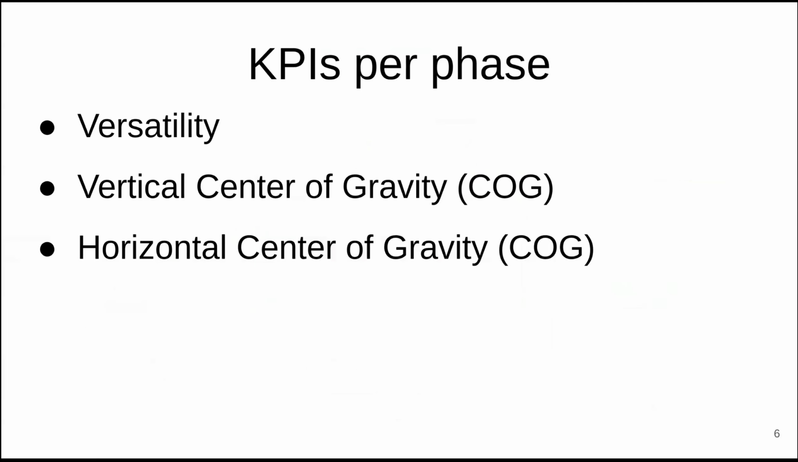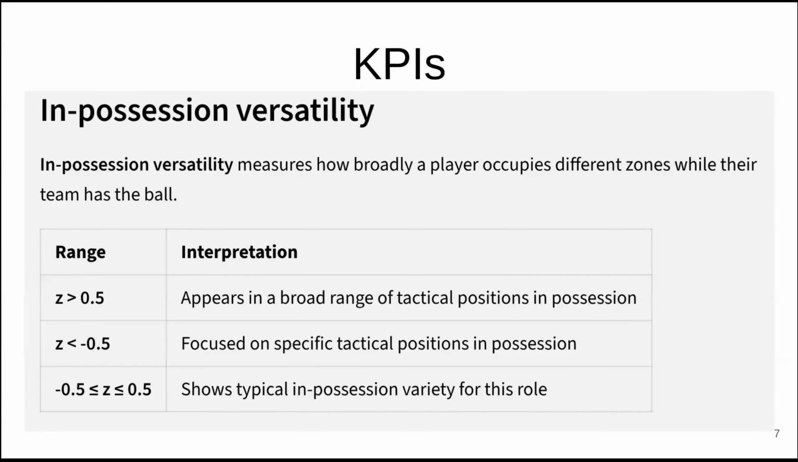So based on these position maps, we come up with some KPIs, and these KPIs are defined per phase. So there are 3 KPIs: versatility, the vertical center of gravity, and the horizontal center of gravity. So in the end, we have 6 KPIs because we have 3 for in position and 3 for out of position. And just the definition is simply like for the versatility, that just measures how broadly a player occupies different zones that you see on that 5x5 grid.